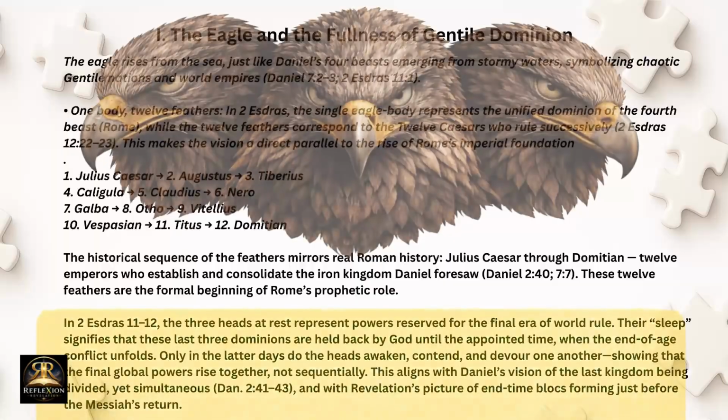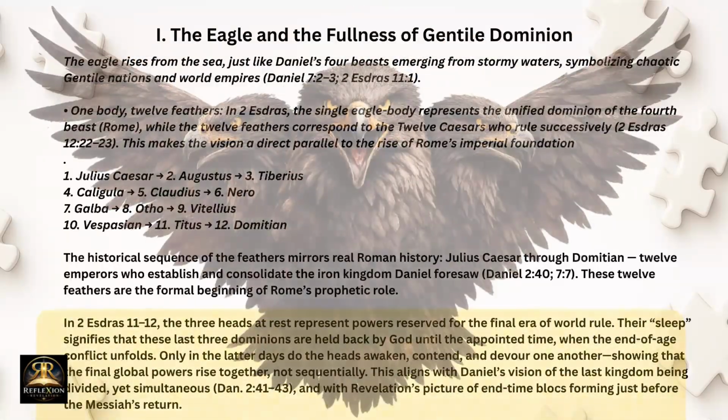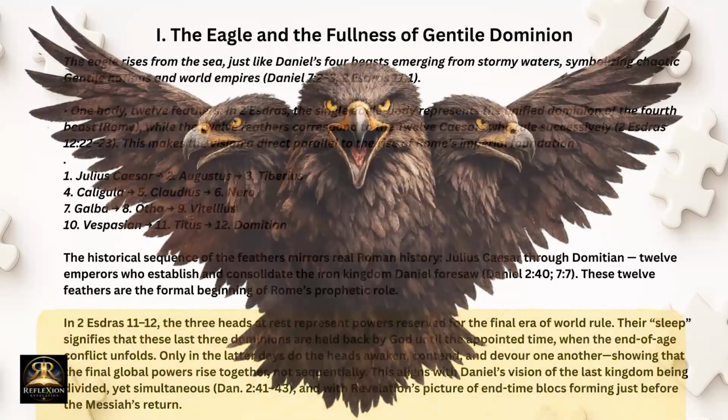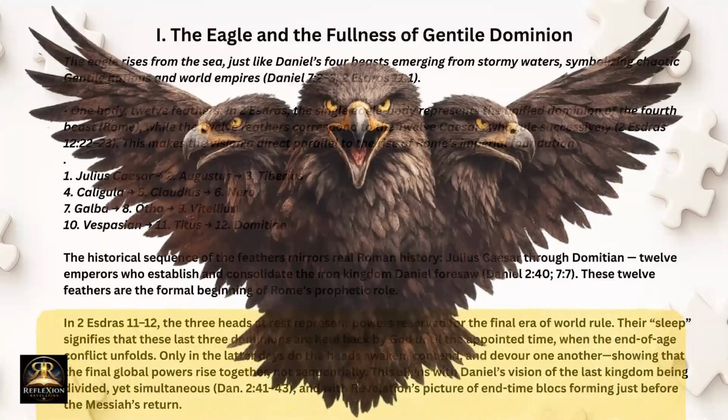Now, only in the latter days do the heads awaken, contend, and devour one another, showing that the final global powers arise together, not sequentially. So it's not going to be like one after the other, like this empire goes, then this empire comes back, this empire goes, and this empire is sort of there. It's kind of like the iron legs of Daniel. There are certain gaps as well.